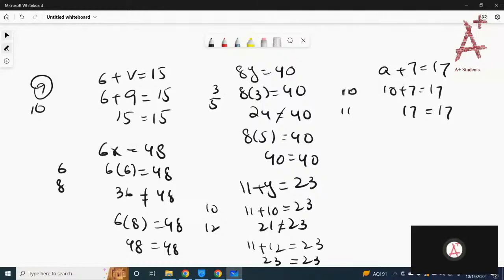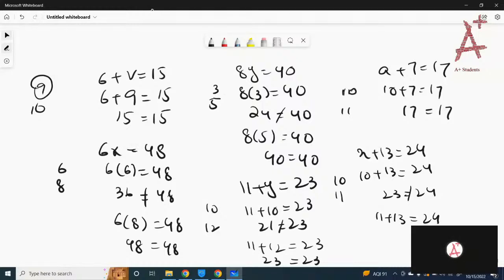Okay, the next one is what value of x is the solution of the equation? x plus 13 equals 24. The options are 10 and 11. So 10 plus 13 is 23. 10 is not the solution. Let's check for the 11. 11 plus 13 is 24. Yes, 11 is the solution of the equation. Got it? So select the correct option and click on the OK button.